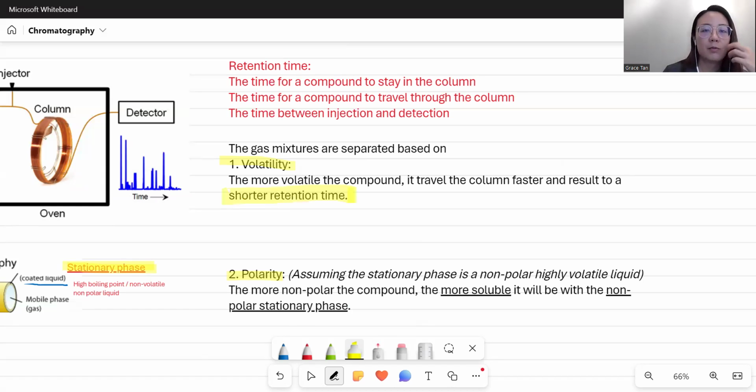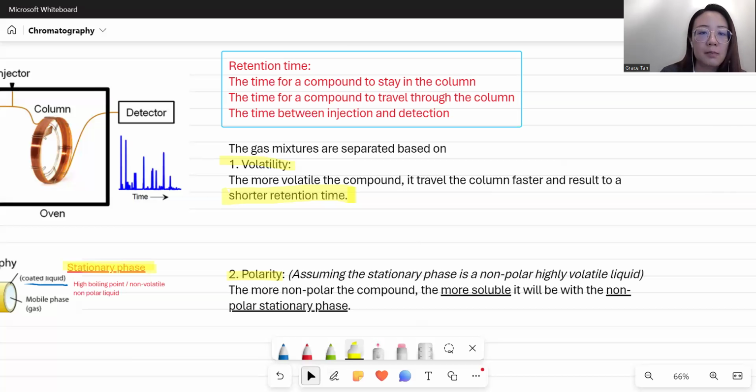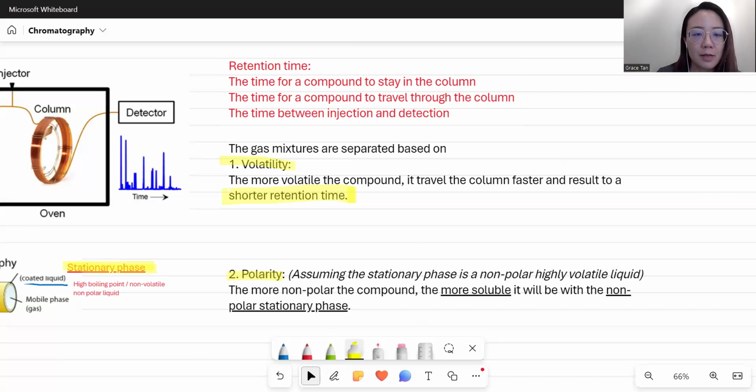So let's look at what is called retention time, the time taken for you to finish the marathon. Please look on top, the red color font. Retention time, you can define it as the time for the compound to stay in the column, or the time for a compound to travel through the column, or the time between injection and detection on the computer screen. So the mobile phase is constantly flushing and encouraging the mixture of amino acids or compounds to move through. So volatility, that's the first one.